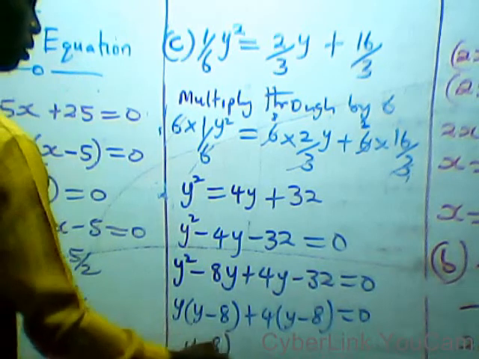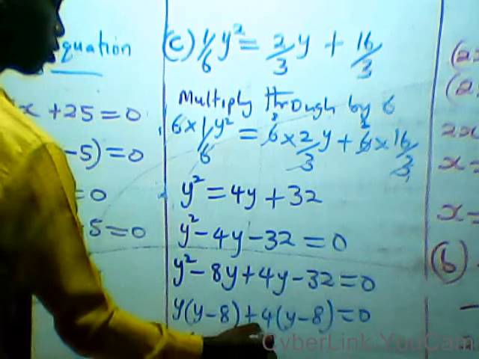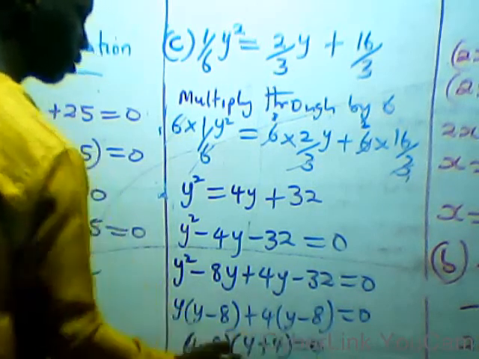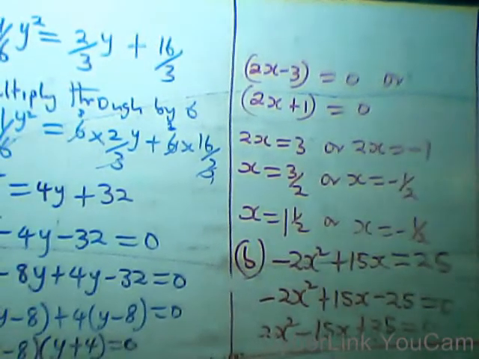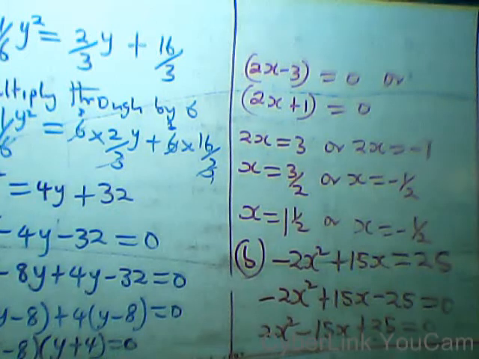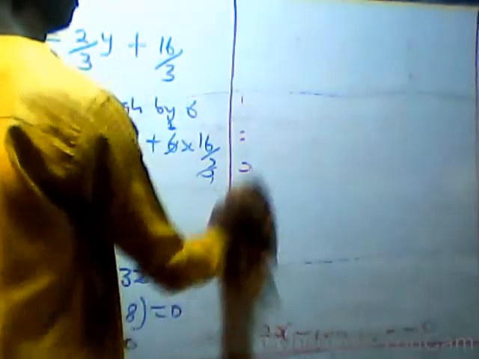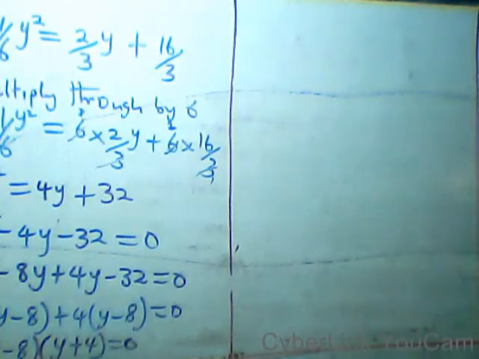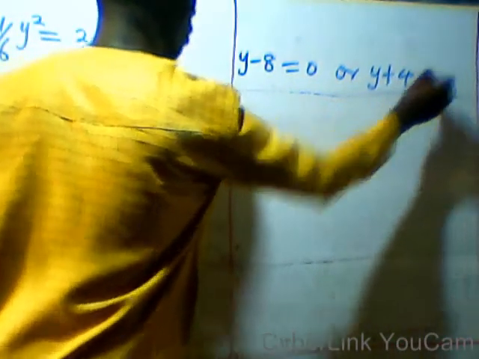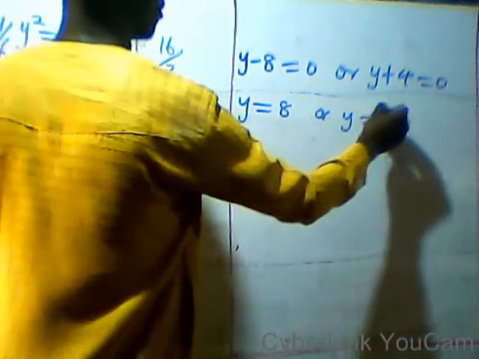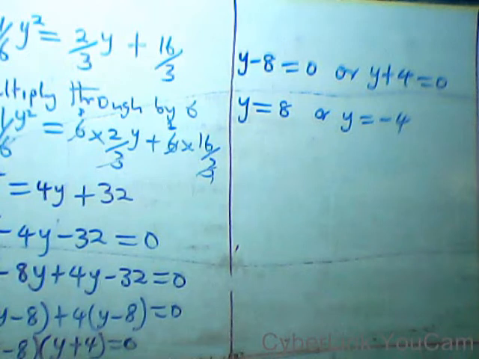y minus 8 bracket y plus 4 is equal to 0. That means that y minus 8 is equal to 0, or y plus 4 is equal to 0. That means y is equal to 8, or y is equal to minus 4. So that is the solution to that.